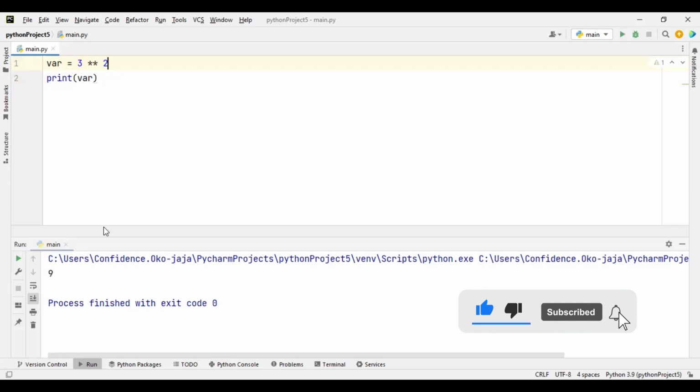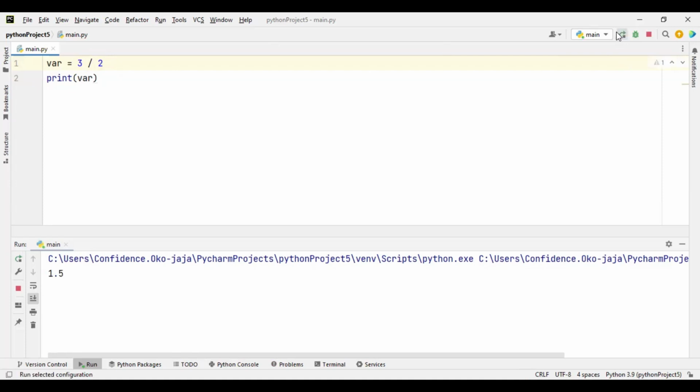Okay, so the next one is the real or the natural division, which is represented in Python by a forward slash. So let me remove this and put a forward slash here, and then run this program. And the answer is 5. Please note, the result of a natural or real division is always a float. Let me explain that to you.